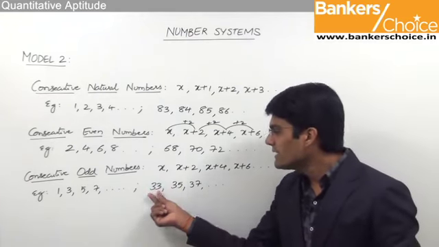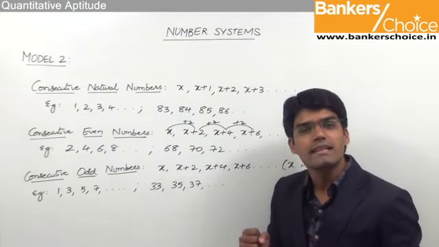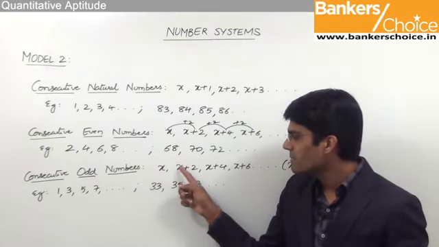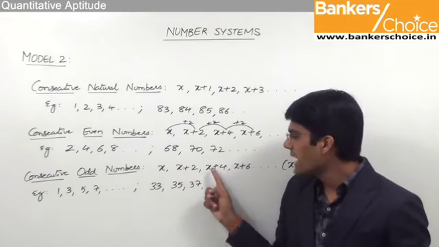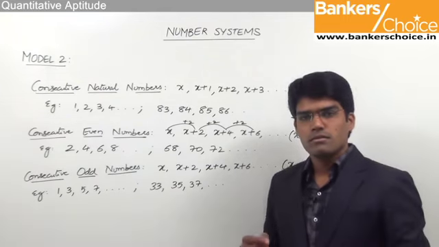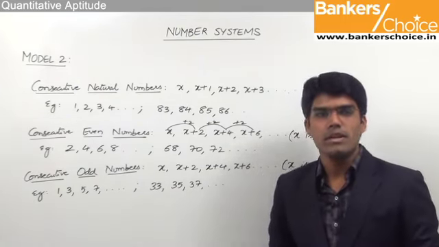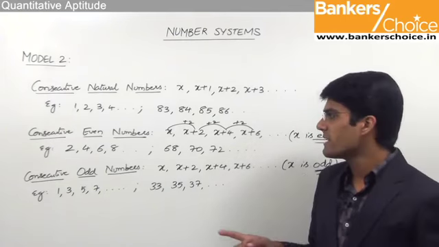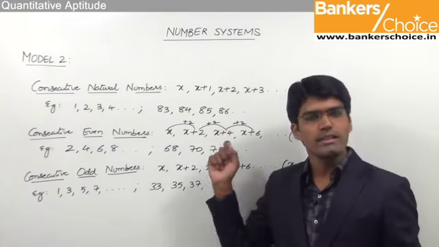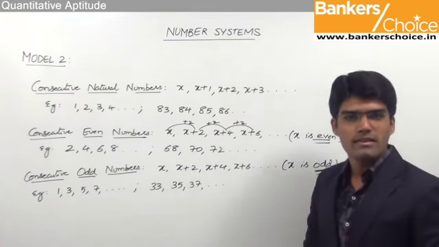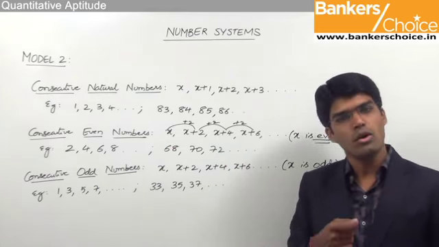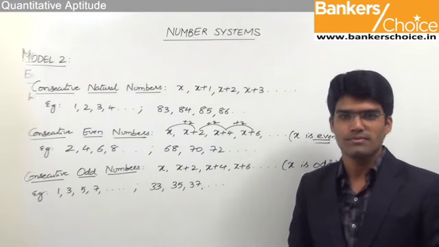For example, 33, 35, 37. These are three consecutive odd numbers. So if the first number x is 33, then x plus 2, that is 33 plus 2 will give the next number, 35. And x plus 4, that means 33 plus 4, 37 gives the next odd number and so on. So the point to be observed here is consecutive even and consecutive odd numbers are always represented as x, x plus 2, x plus 4 and so on, where x is even in case of consecutive even numbers and x is odd in case of consecutive odd numbers. And always the difference between two consecutive even or consecutive odd numbers is equal to 2.